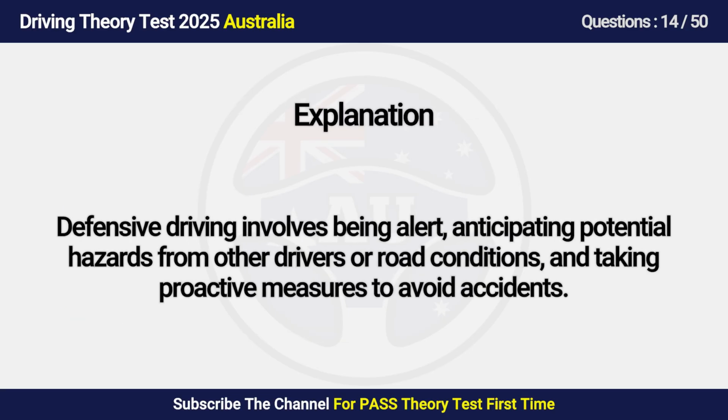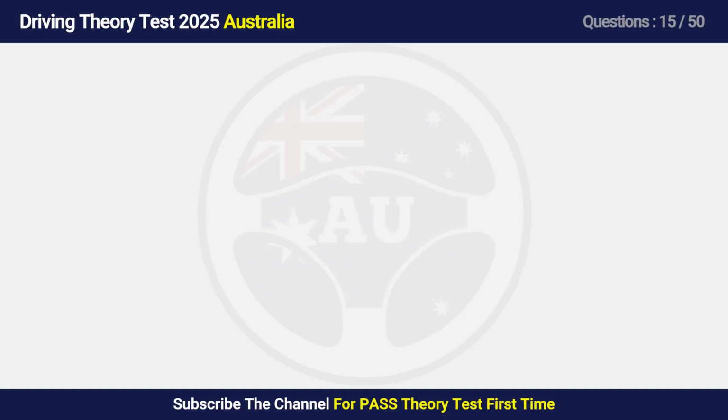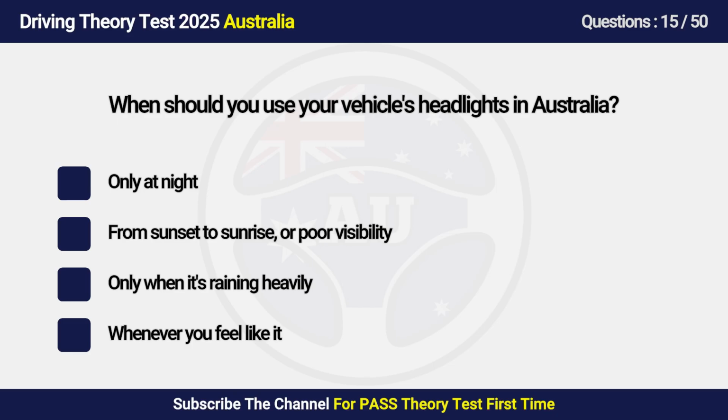Defensive driving involves being alert, anticipating potential hazards from other drivers or road conditions, and taking proactive measures to avoid accidents. Question 15. When should you use your vehicle's headlights in Australia? A. Only at night. B. From sunset to sunrise or poor visibility. C. Only when it's raining heavily. D. Whenever you feel like it.